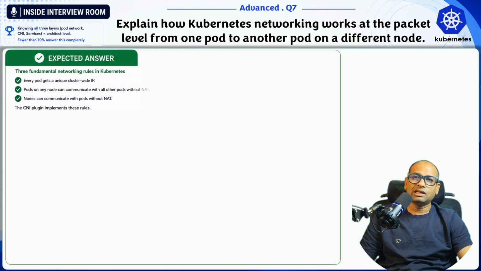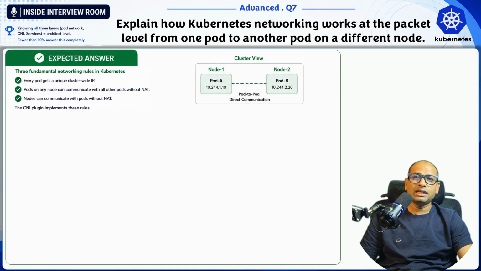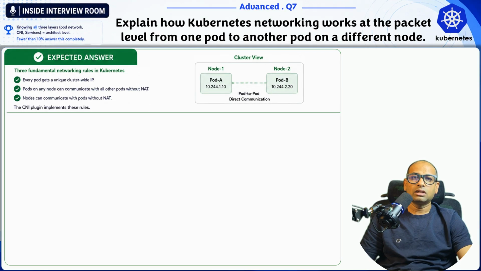They start with three rules that define the whole model. One, every pod gets a unique cluster-wide IP. Two, pods on any node can talk to other pods without NAT. Three, nodes can talk to pods without NAT. And the CNI plugin is what implements those three rules. Kubernetes itself doesn't do networking, it delegates to the CNI.